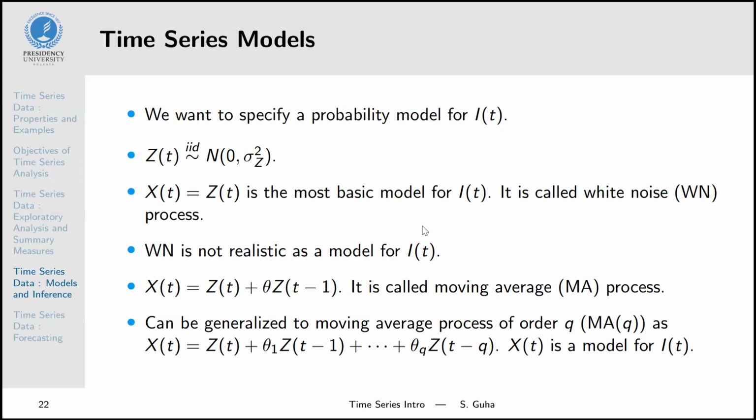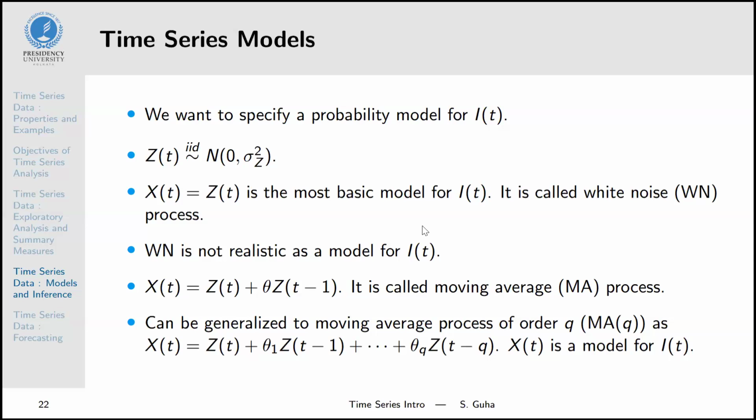Now comes the question: can I take a mixture of this Zt? Like I take one particular Zt and the previous Zt, multiply it with theta, and create something like this. Previously I was directly trying to model this irregular component with the Zt. Now I just take some kind of combination of Zts, and I'm saying that after taking the combination, I get something that is now a good model for the It. That is what I'm suggesting. Such a model is called a moving average process.